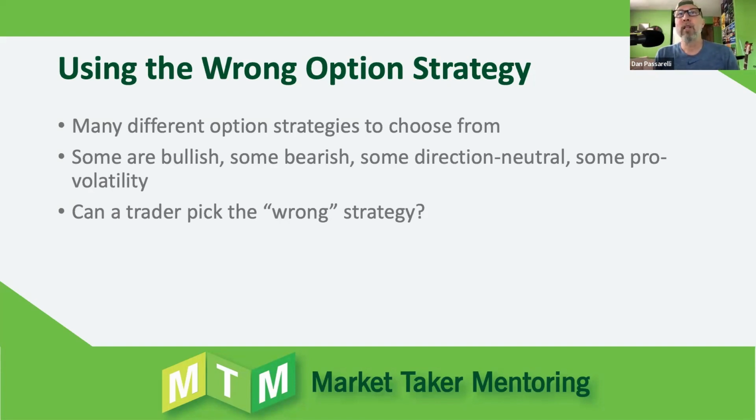Well, look, some are bullish, some are bearish, some are direction neutral, some are pro volatility. We're going to start there. But even for bullish strategies, there's a bunch of them. It's easy for a trader to pick the wrong strategy.